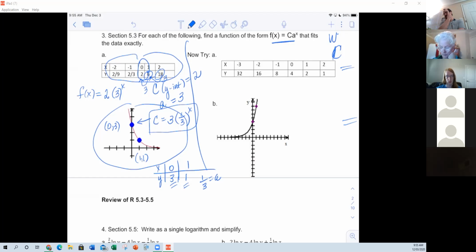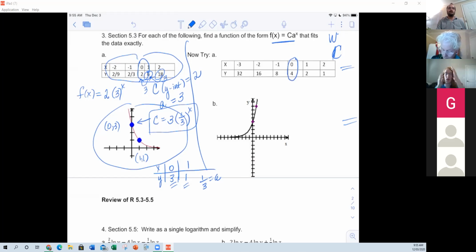Okay, can anyone volunteer to do A? Gabby? Okay, so it's A equals 4. So that's our C is 4. That's the C is always the y-intercept.